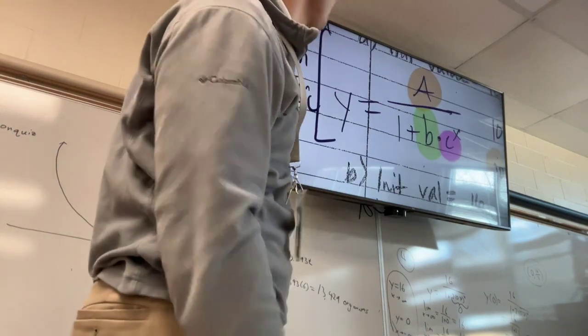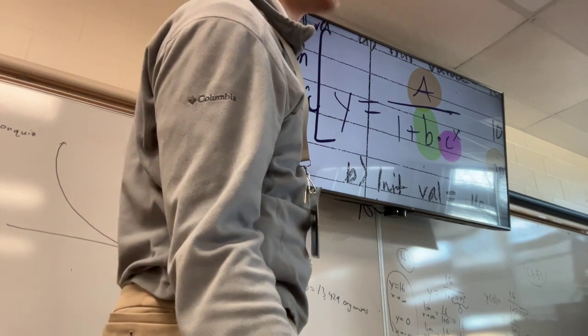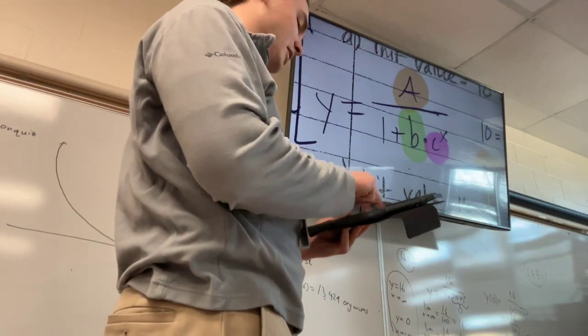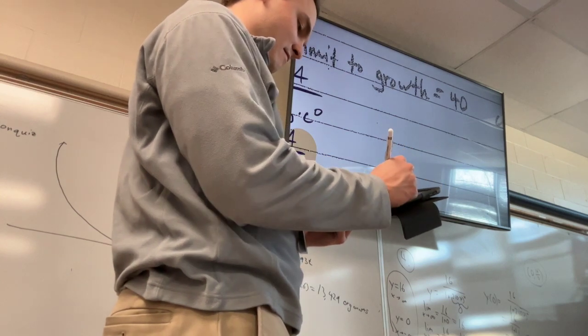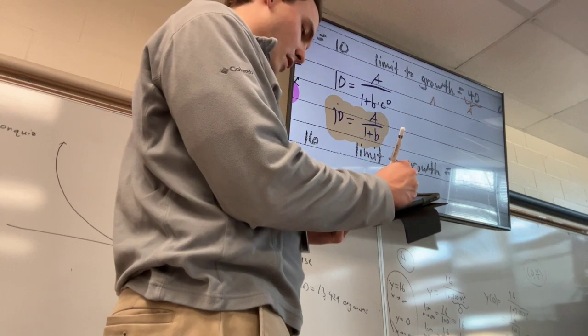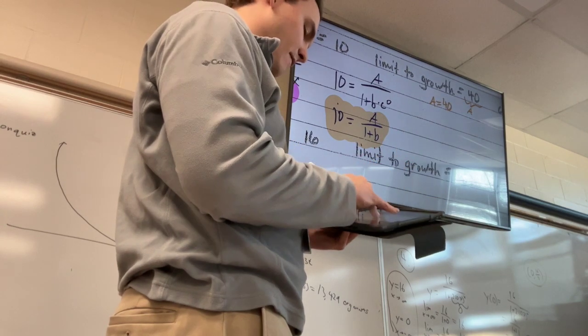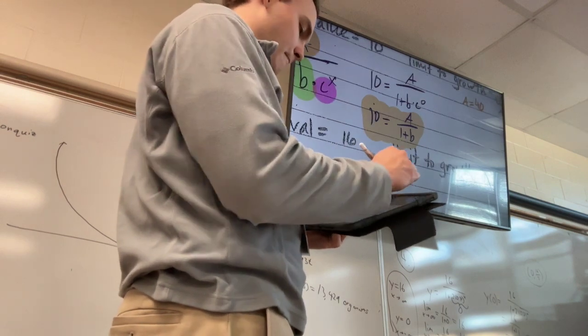So a equals what? Not following? Okay, I'll just give it to you straight. The limit to growth is equal to a. This is just equal to a. Okay. So a equals 40. And then we can find what now with this? B. Yeah, we can find b now.